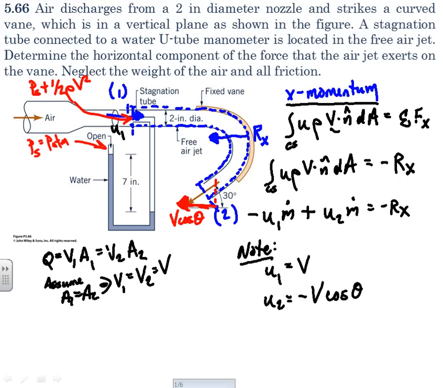So if I look now, the only difference between the pressure from one end to the other is going to be the dynamic pressure, 1/2 rho V squared. Because my static pressure from the stagnation tube is the exit of a free jet, so I know that my static pressure is the atmospheric pressure. The other end is open to the atmosphere, so that's also atmospheric pressure. So the only difference in pressure is going to be due to the 1/2 rho V squared.